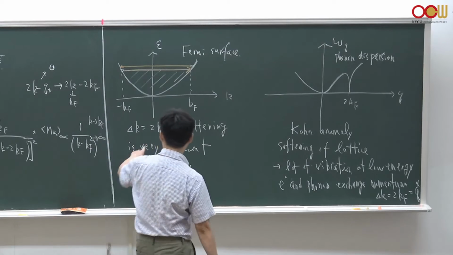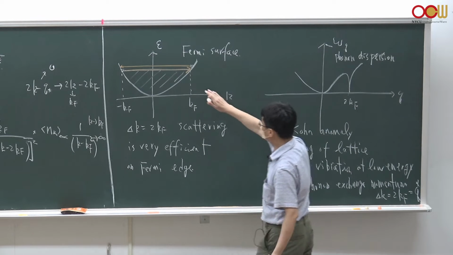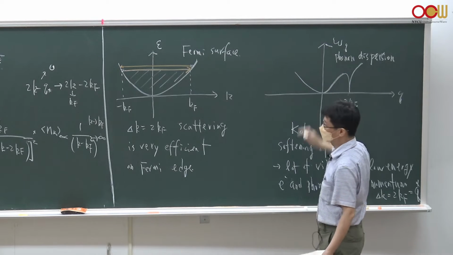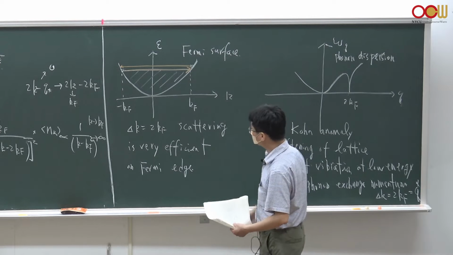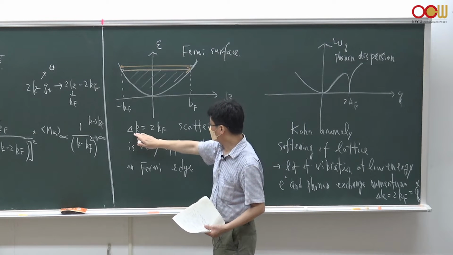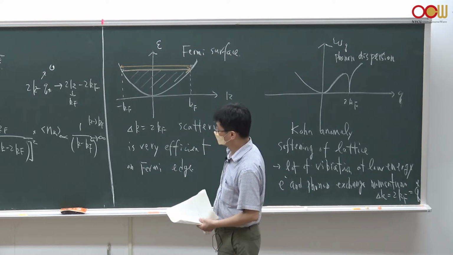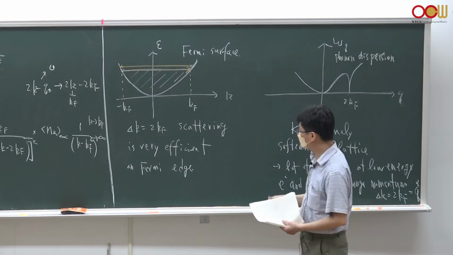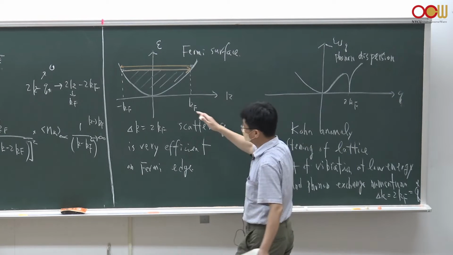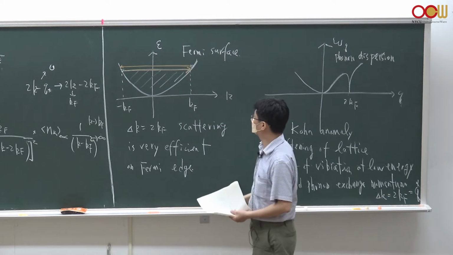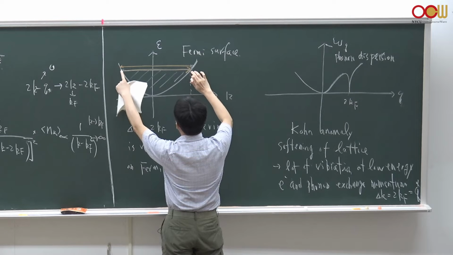Okay, so let's look at these cartoon pictures of the electron Fermi surface and also the phonon dispersion relations versus q, the momentum transfer. So this Δk close to 2k_F scattering that we just mentioned is a very efficient scattering of electrons by exchanging the energy and momentum with phonons. Okay, so this Kohn anomaly could be understood in terms of the electron scattering across the Fermi edge.